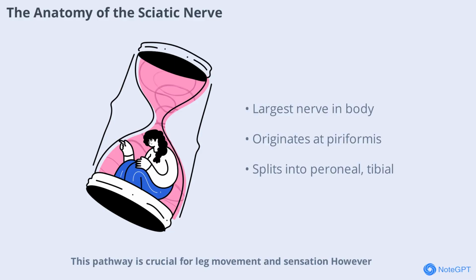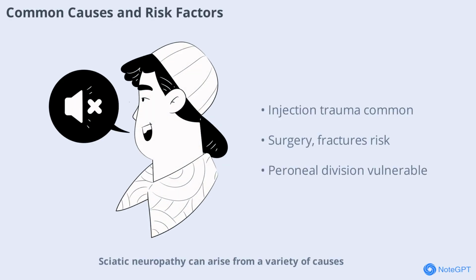However, the nerve's posterolateral position and minimal connective tissue support make it susceptible to various injuries. Understanding this anatomy is essential for clinicians, as it helps in pinpointing the location and potential causes of neuropathy, especially when interpreting electrodiagnostic results. Sciatic neuropathy can arise from a variety of causes.